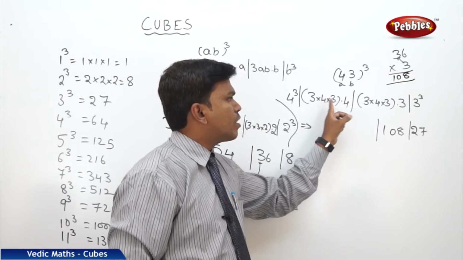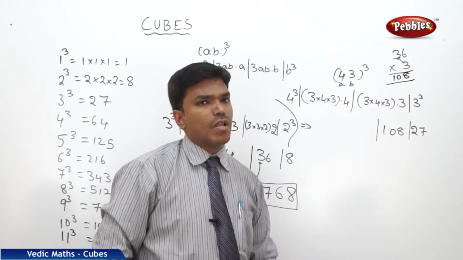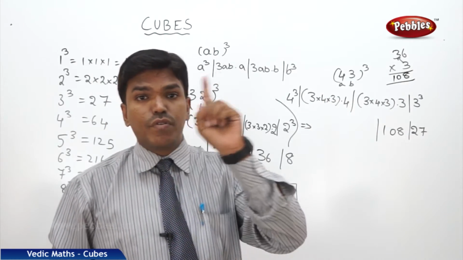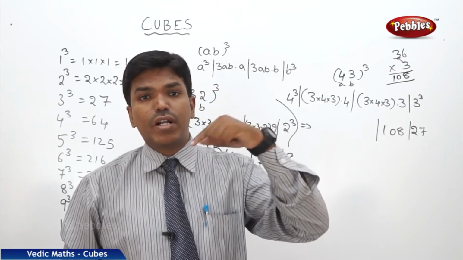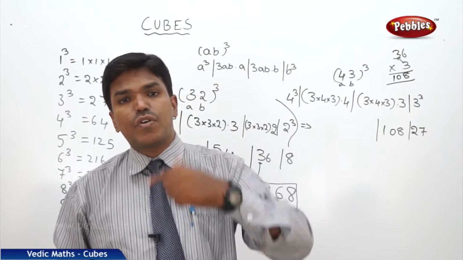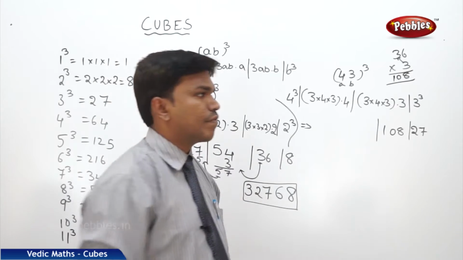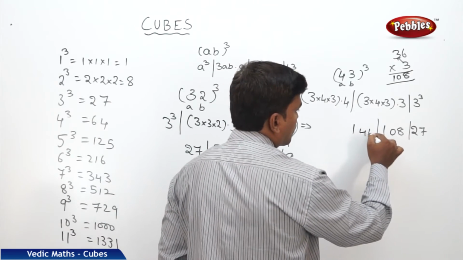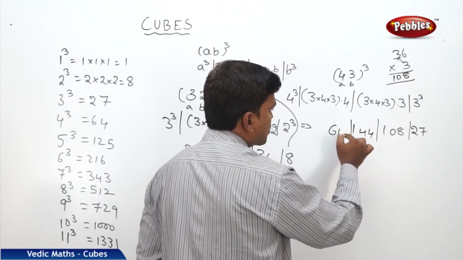Similarly, 3 4s are 12, 12 3s are 36. 36 4s is how much? 3 4s are 12. Take it as 120. Next 4 6s are 24. 120 plus 24, 144. Next, 4 cube means 64.